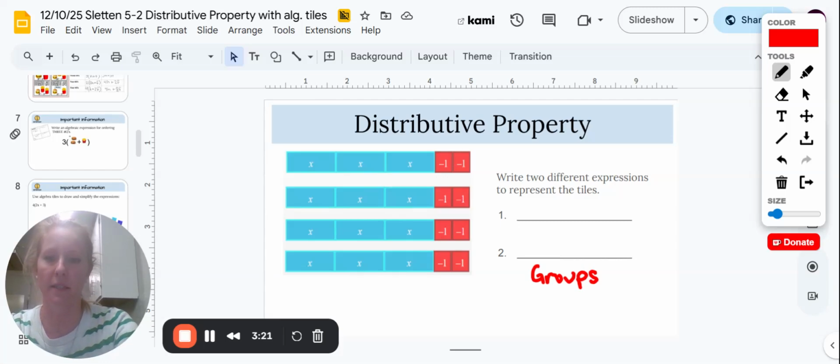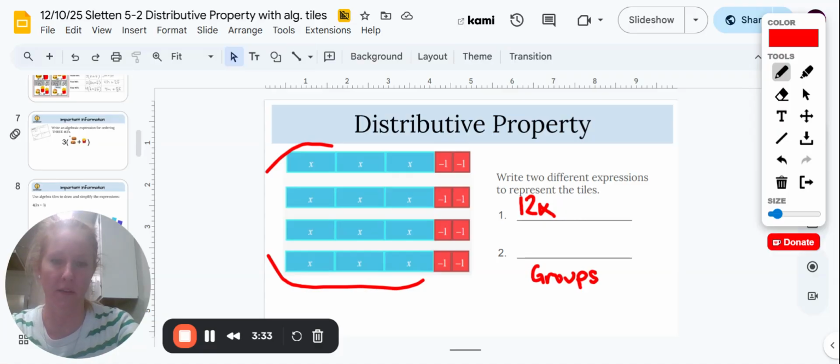So if I look at this and I'm going to count up all these x's, I have 3, 6, 9, 12 x's. And then I have 1, 2, 3, 4, 5, 6, 7, 8 negative 1s, which is negative 8 or minus 8. You could write it as plus negative 8. That is equivalent. That's the same thing.